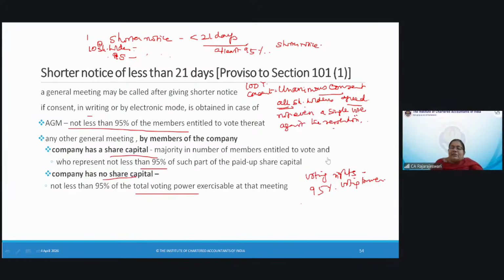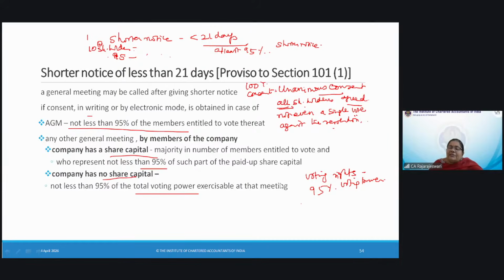Shorter notice, yes, you can give your consent online also. If you are a shareholder, you will get the details. Please give the details whether you consent or not, so that consent will be obtained. So that is a shorter notice.